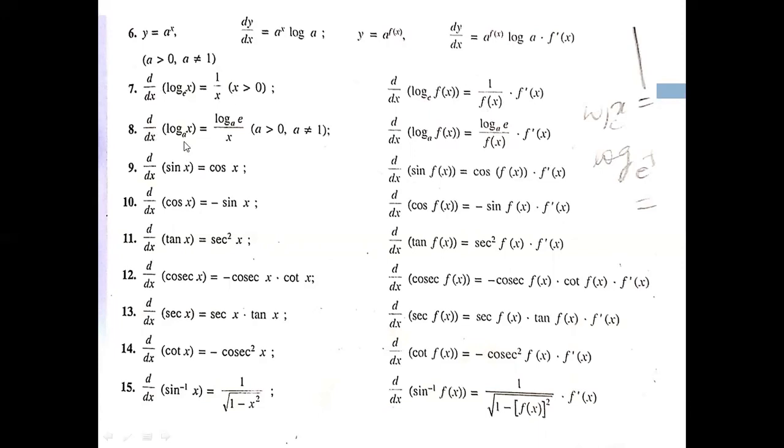Eighth one, d by dx of log x base a is equal to, we can write log x base a as log x whole divided by log a, where log a is constant. 1 by log a is nothing but 1 by log a base e, which we can write as log e base a. The log x derivative is 1 by x. So finally we will get log e base a by x.